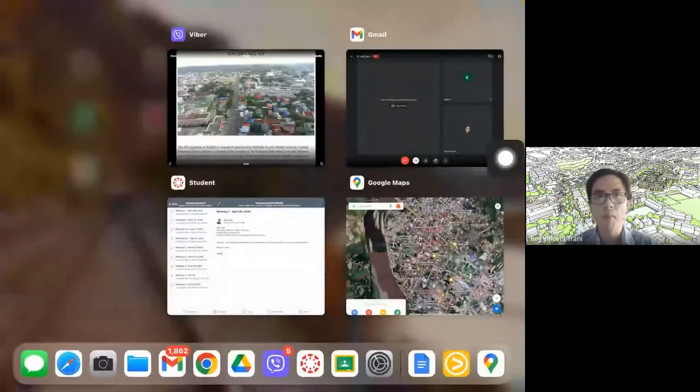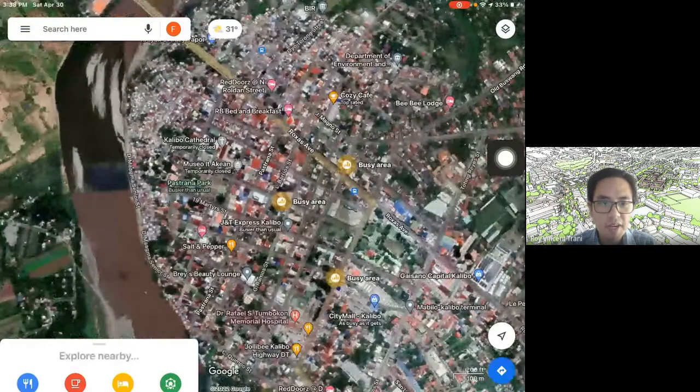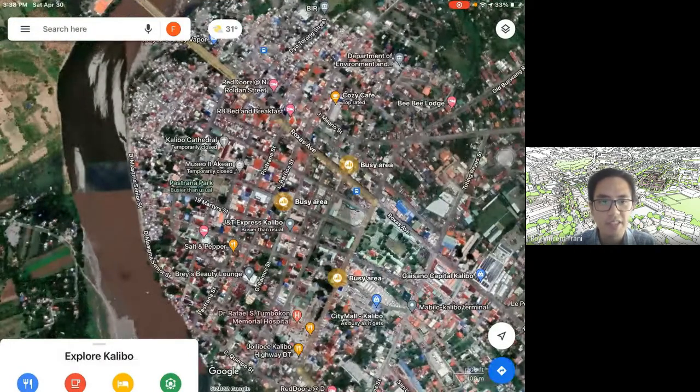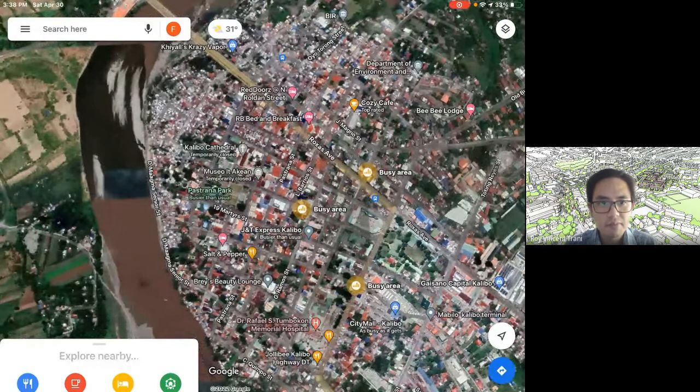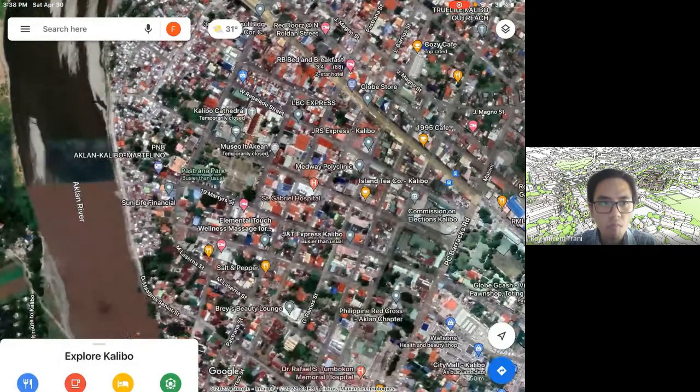Okay, so for your quick discussion, can you show your map of Aklan? Just move your mouse over the old center and then the new centers. As far as I know, sir, this is the old center, especially where the Pastrana Park is, the oldest park, and then the Kalibo Cathedral.